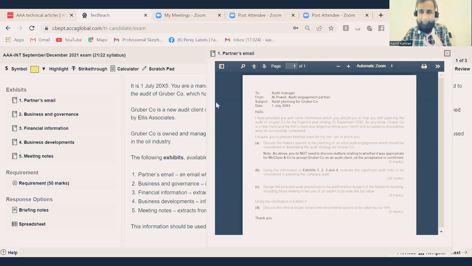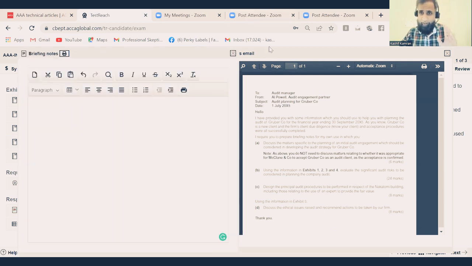And simultaneously, you open up the briefing note from the response option. So 2 windows simultaneously: 1 window of a briefing note, which is the word processor, and 1 window of the partner email, which is the first exhibit that contains the requirement. You are pretty sure of this because you must have practiced so many question number 1 that these are the 2 most important things on your screen currently.